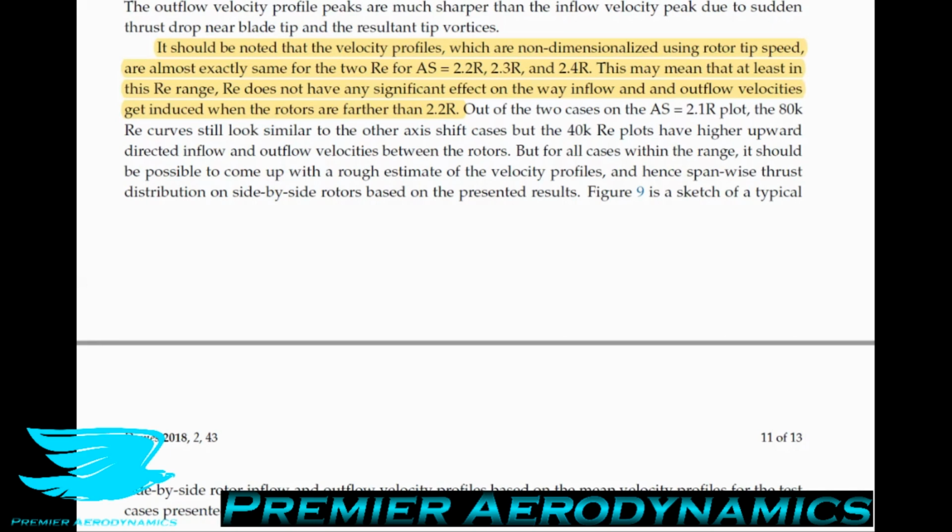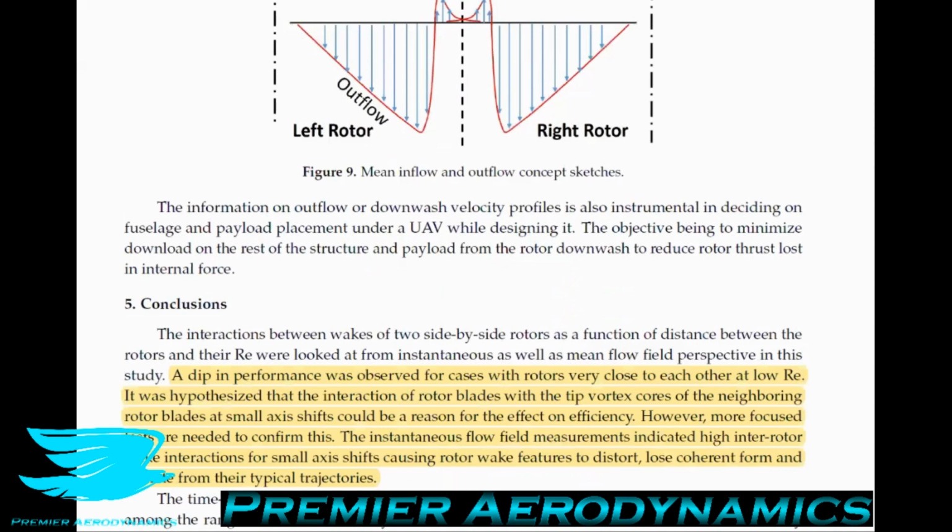And they go on and say that this may mean that at least in this range, the Reynolds number does not have any significant effect on the way the inflow and outflow velocities get induced when the rotors are farther than 2.2 times the radius.